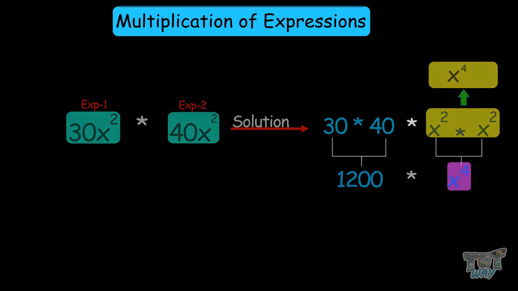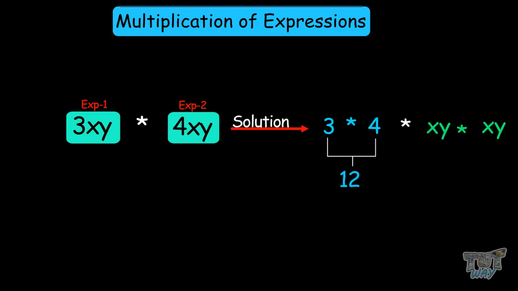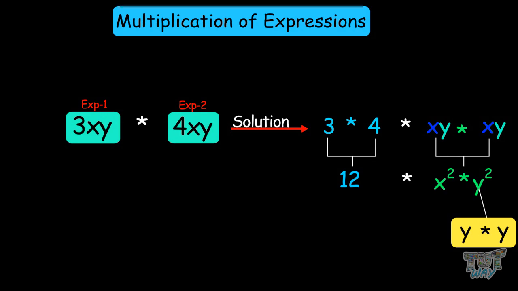Next question. 3xy times 4xy. This is 3 times 4 equals 12. xy times xy. We separate this to get x times x times y times y. x times x is x squared, and the same is for y, y times y becomes y squared.